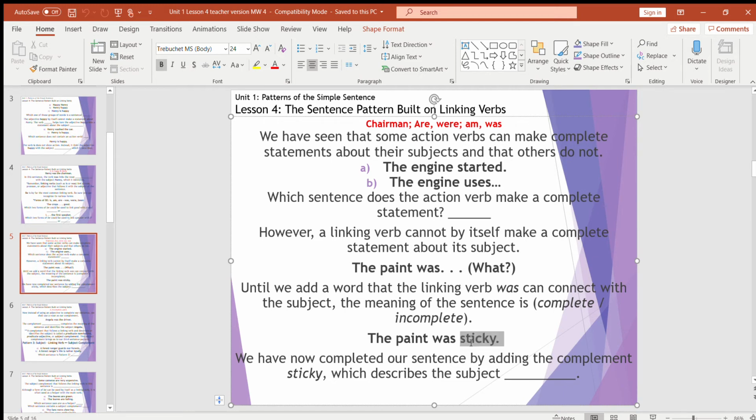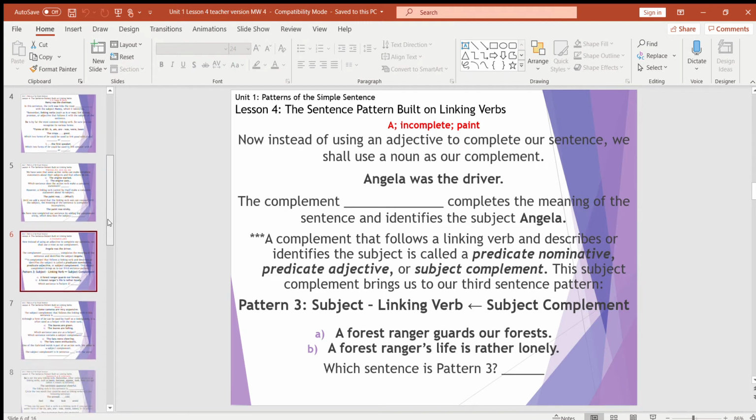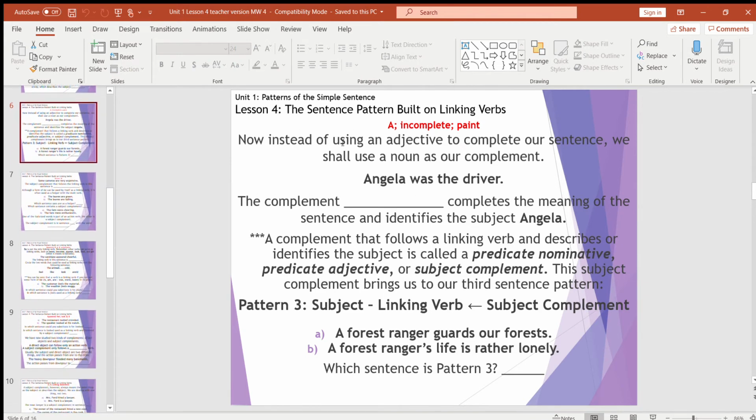Remember, a complement is just any word that's needed at the end of the sentence to complete the sentence. And the previous complements we looked at were direct objects. So now instead of using an adjective to complete our sentence, we're going to use a noun as our complement. If we have Angela was, by itself it wouldn't make any sense. So we have to add in Angela was the driver. What complement completes the meaning of the sentence and tells us who Angela is? It'd have to be the noun driver.